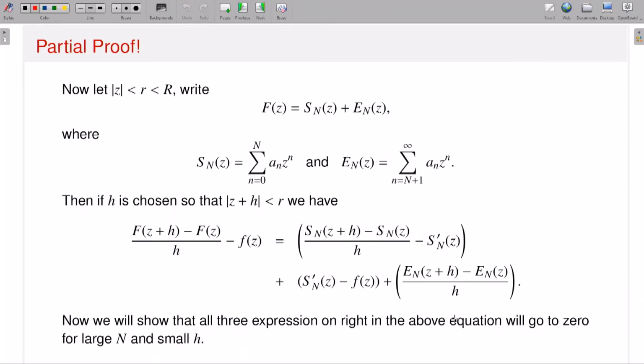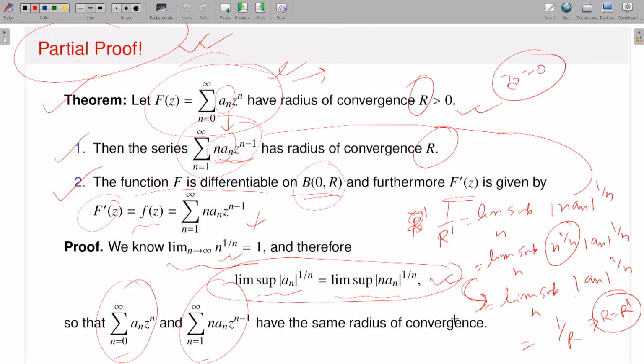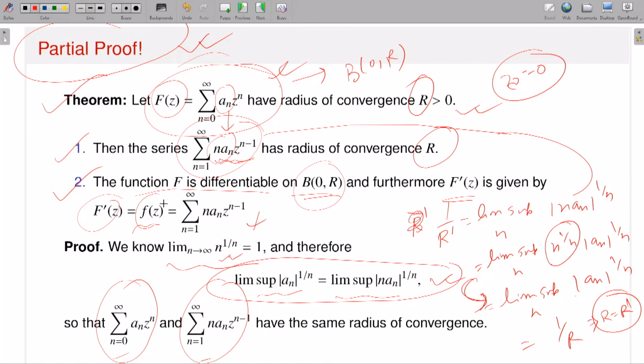Now I will come to analyticity or differentiability. I will show that this is my function capital F, whose domain of convergence is the ball of center 0 radius R. I will show that capital F is differentiable there, and if I take the one-time derivative, it is exactly equal to the small f, which is the sum function of the new power series obtained by taking the one-time differentiation of each term of the old power series.